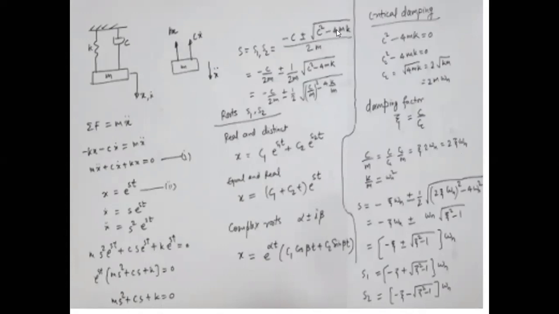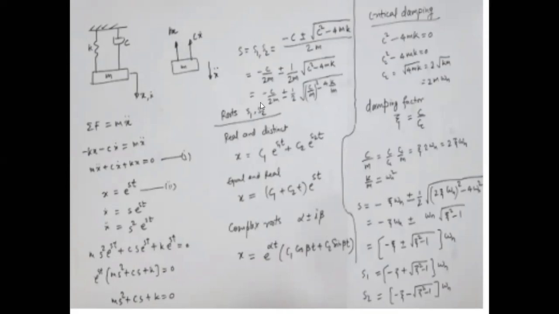And then, 1 by 2 into substituted for C square minus 4m. 2 zeta omega n is C by m and 4 omega n square for this term. Let us see this equation. S1, S2 is equal to minus C by 2m plus minus 1 by 2 under root C by m square minus 4k by m. Now C by m is 2 zeta omega n, K by m is omega n square and C by 2m is zeta omega n. Let me repeat again.